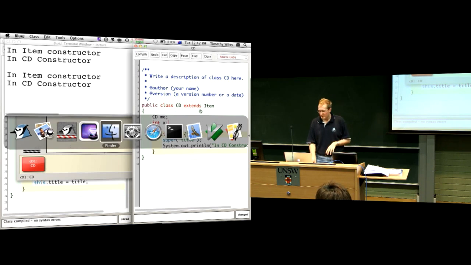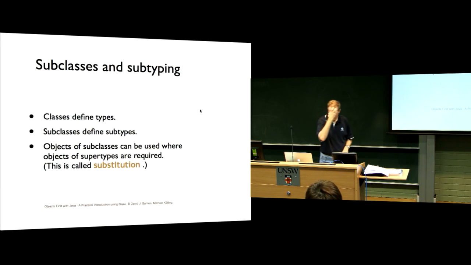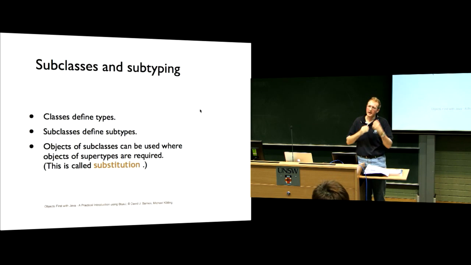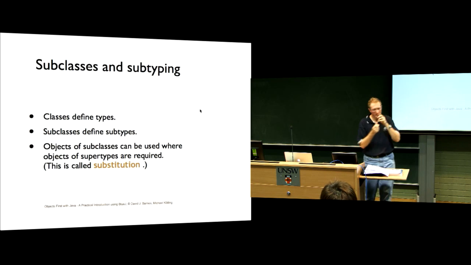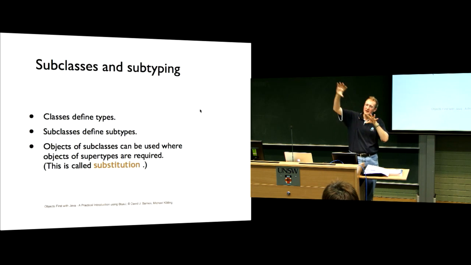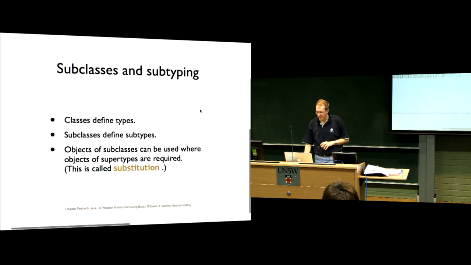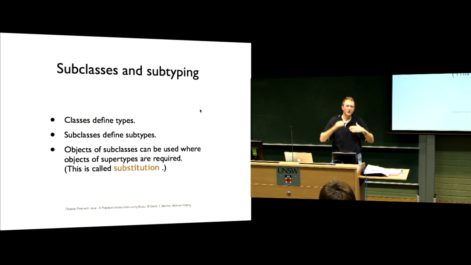So, where is it? There it is. When you have subclasses, you then have a thing called subtype. What that means is, in the same way that you have the hierarchy of classes, you have this hierarchy of types. And anything that is a subtype of another one, you can replace them with.